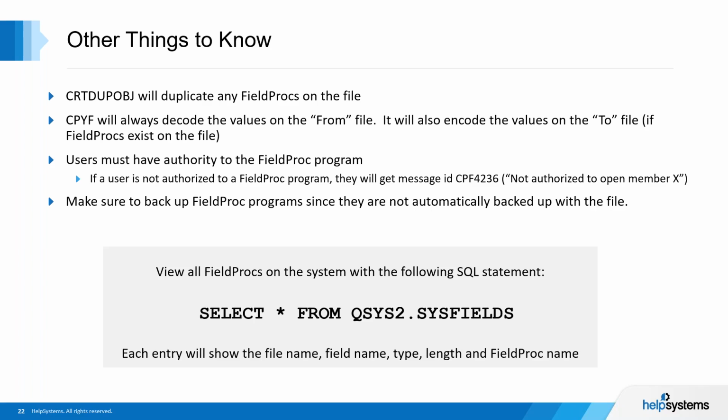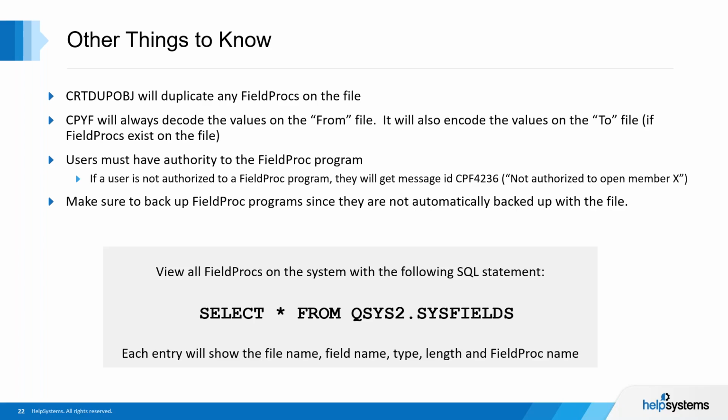Users have to have authority to the FieldProc program. So while this is a program you don't want being modified by anybody, it is definitely something that needs to be authorized. If a user tries to access a record from a file and there's a FieldProc attached to that and they're not authorized to invoke it, they'll get a CPF4236, which is indicating that they're not authorized to open the file member. You want to make sure that the field procedures are all backed up. They're not automatically done so. So anytime you back up a file with an associated field proc, you want to make sure that those field procs are included in your save.